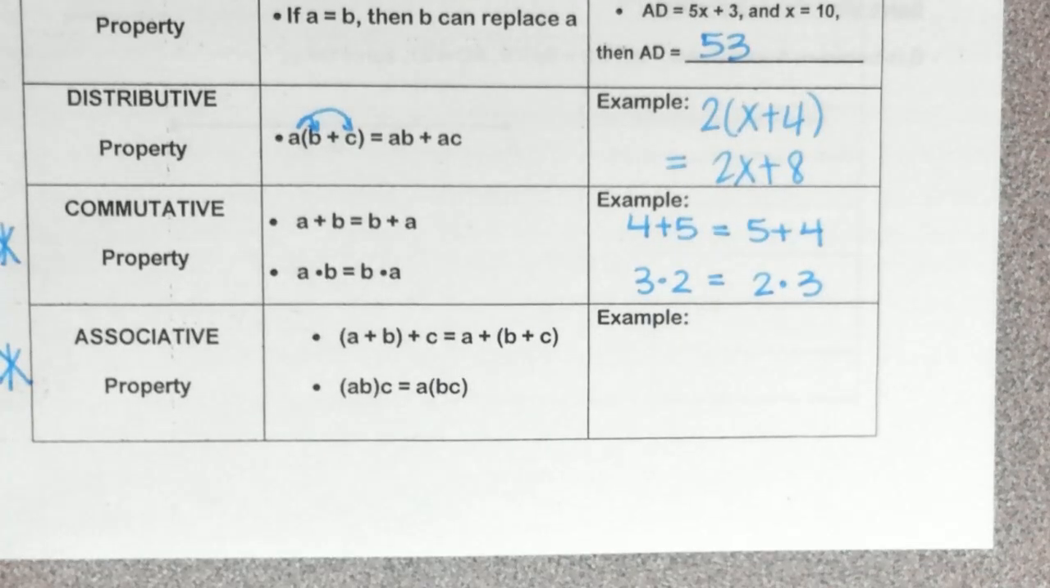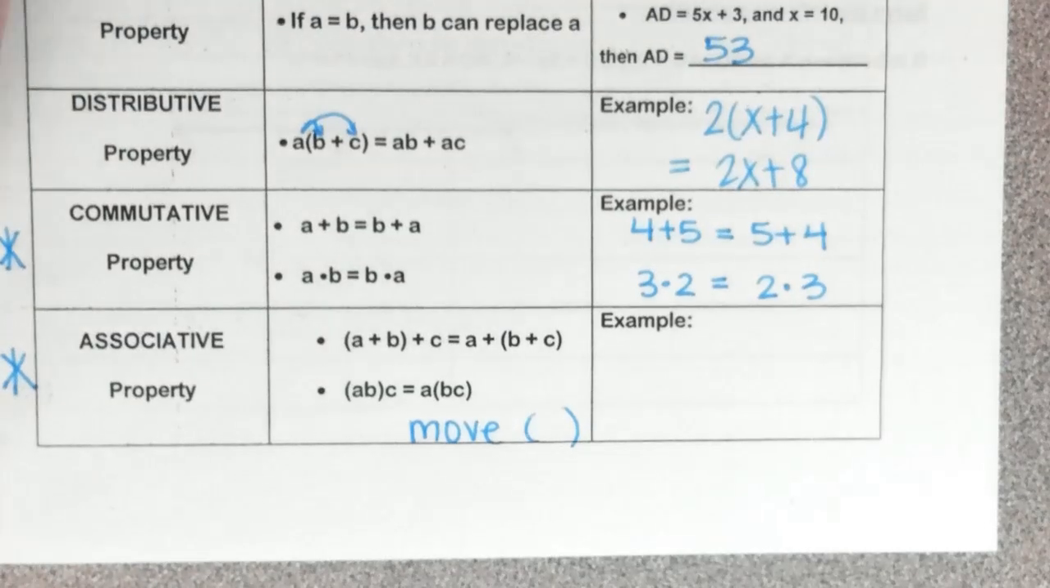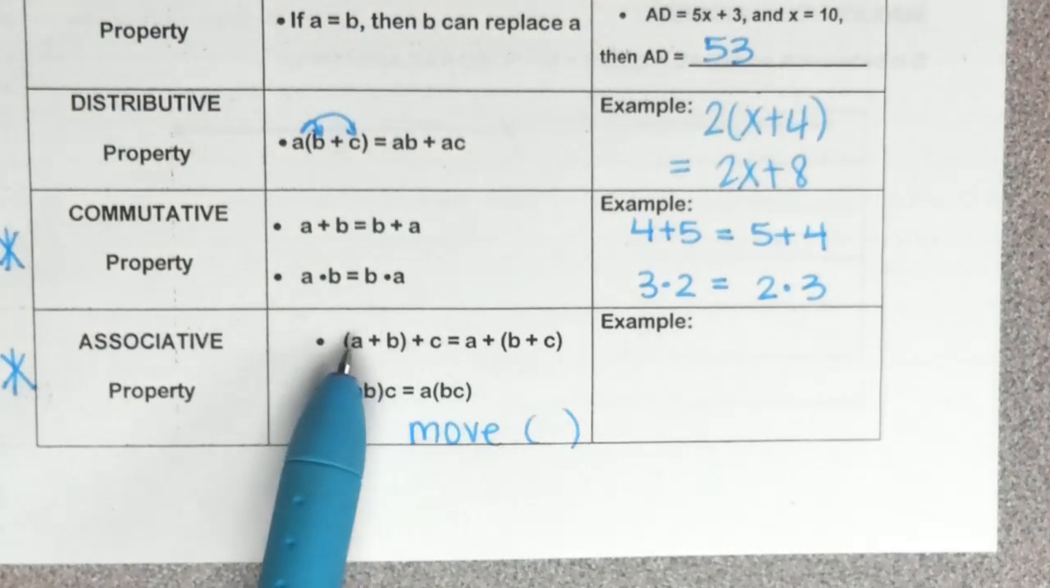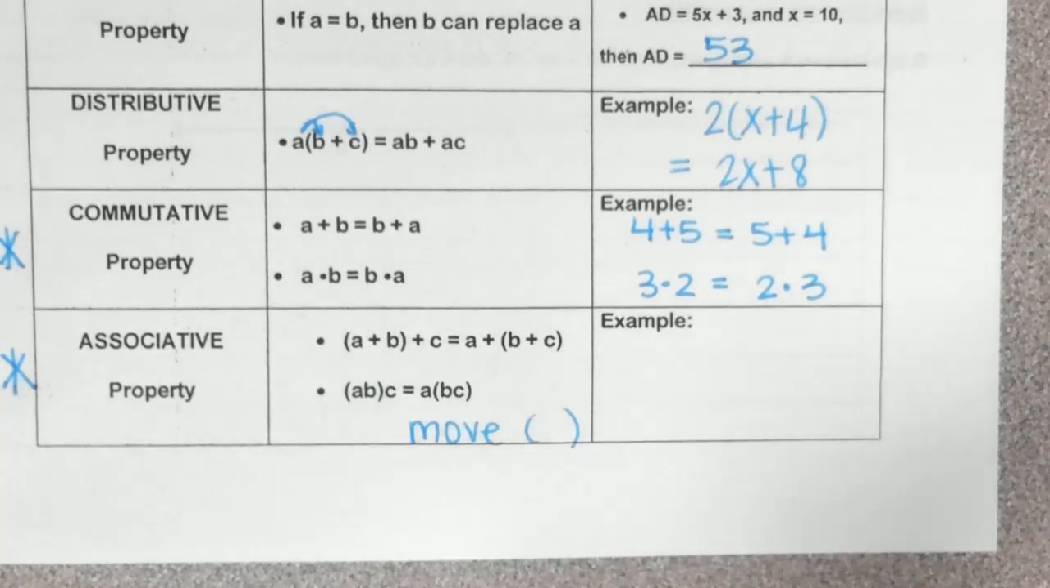Last one is associative. Everybody say associative. Associative, what do you notice is happening for associative? Yeah, it just moves the parentheses. So it's changing who it associates with. Look at the first one. Do you see how B associates with A? And then in the second set, B associates with C. So associative is moving the parentheses. Now be careful. Just because it has parentheses does not mean it's associative. All right? Y'all tend to think that.